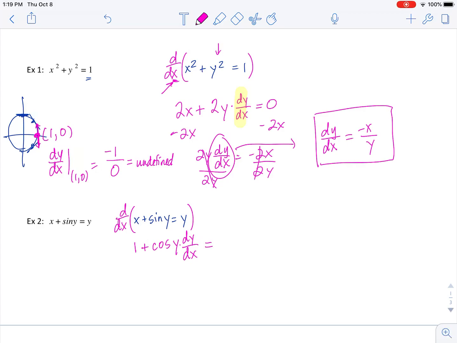Now, the derivative on the right-hand side, the derivative of y, since it's just a variable by itself, is 1, but we have to multiply by dy/dx because it's the wrong variable. Okay?